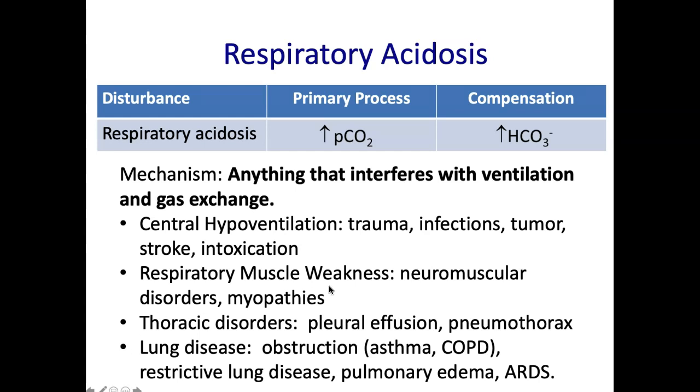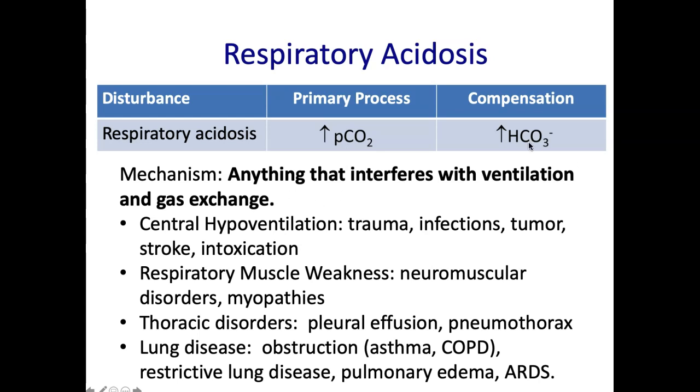Also, what if the respiratory muscles are just weak, right? And that could be a neuromuscular problem. It could be a muscular problem. What if it's a problem with the thorax, a big pleural effusion compressing a lung? What if there's air in the chest cavity compressing a lung and you can't ventilate? Intrinsic lung disease, there's obstructive lung disease, restrictive lung disease. You could fill the alveoli with fluid or inflammatory fluid. There are many different reasons for a respiratory acidosis, but the big picture I want you to take away is that it's anything interfering with ventilation.